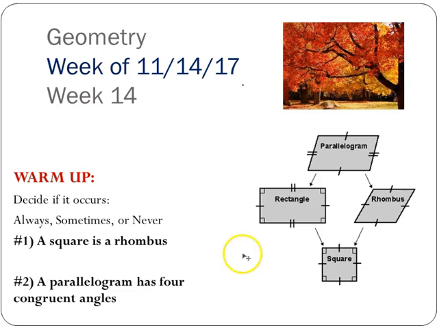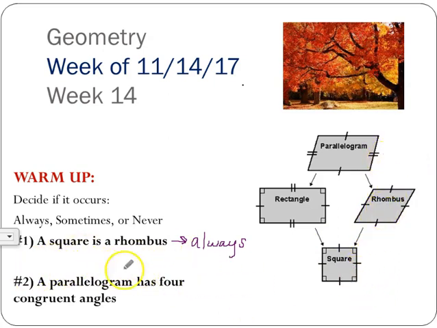All right, so let's look at the first one. It says a square is a rhombus. So the properties of a rhombus are that opposite sides are all going to be congruent, and that's true always of a square as well. So in this case, a square is a rhombus. That statement is always true. A square is going to be considered a rhombus, and that's always true because the square has all the characteristics of a rhombus, so it is considered a rhombus.